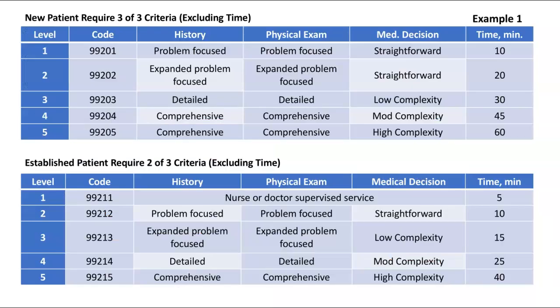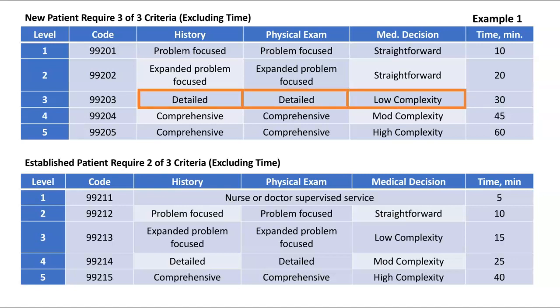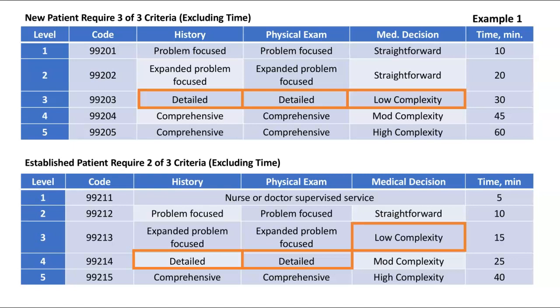So if we grade that for the 99,000 side, if this were a new patient, we'd have a detailed history, a detailed physical exam, and low medical decision making. That's a level 3 new patient. If this were an established patient, again, it's detailed, detailed, low. But on the established patients, you only need to grade it on 2 of the 3. So 2 of the 3 highest categories there puts you at a level 4 established patient, 99214.